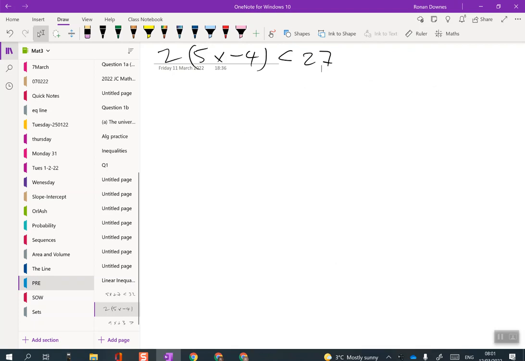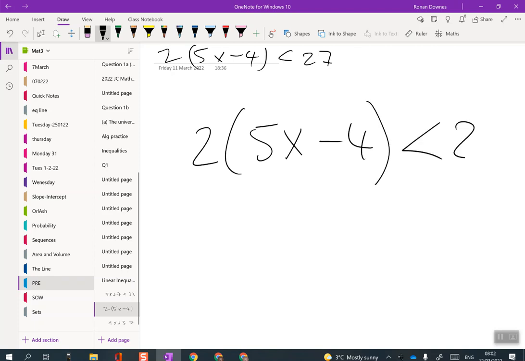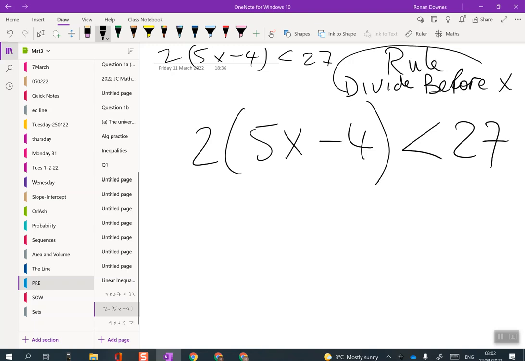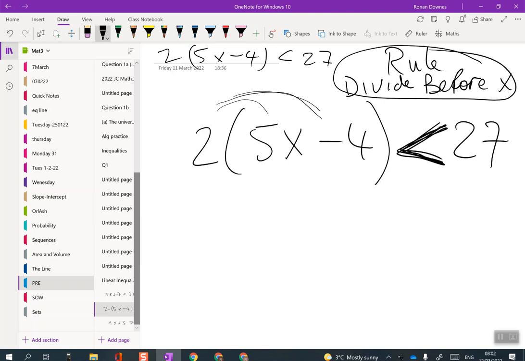2 does not go into 27. Therefore, I'm distributing. But first, and there's a rule for you, divide before you multiply if you can. If it's nice, divide before you multiply. When you can, consider. Now, because you're in an inequality, and an inequality is like an equation, you always have the choice: divide on the side you're at, multiply at the side you're at, or divide over to the other side. That's a big thing to think about.